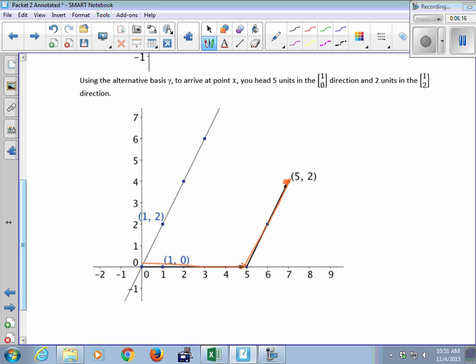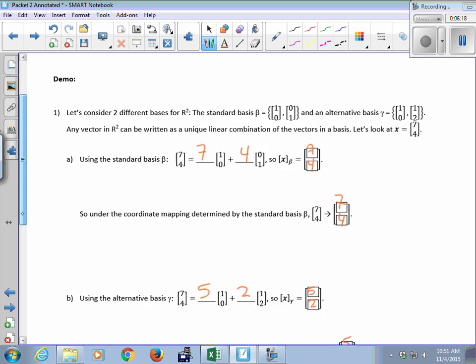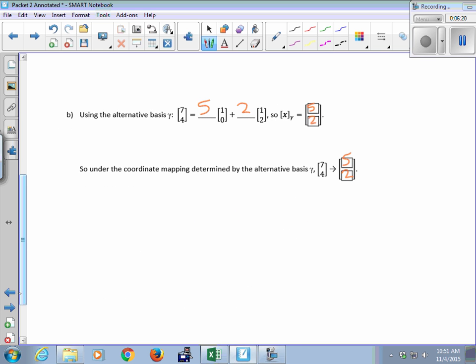The 5 and the 2 were the weights that we put on the alternative basis to get (7, 4). We said if you use the alternative basis, my weights are 5 and 2. So those are my coordinates of the point under that basis.